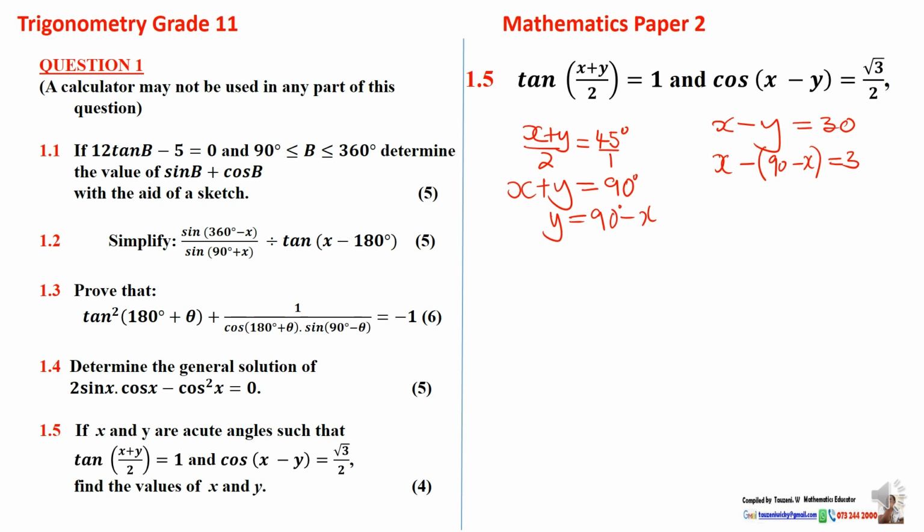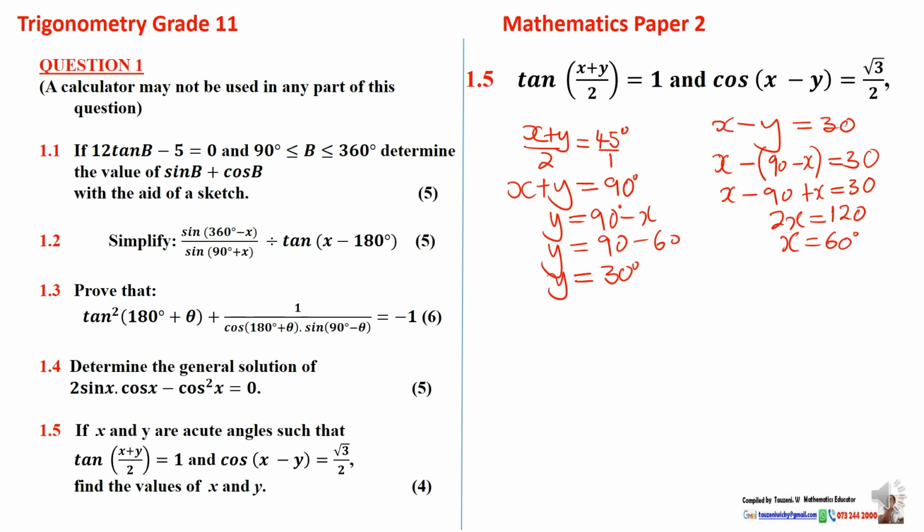Then carrying on from here, this is x minus 90 plus x is equal to 30. This is now basic calculations. So 2x is equal to 90 plus 30, which is 120. Dividing both sides by 2, x will be equal to 60 degrees. Then I will come here and find y. y is equal to 90 degrees minus 60, which is equal to 30. Then I've got my two values for x and y. Straightforward, just looks intimidating, but otherwise is something that we can definitely do.